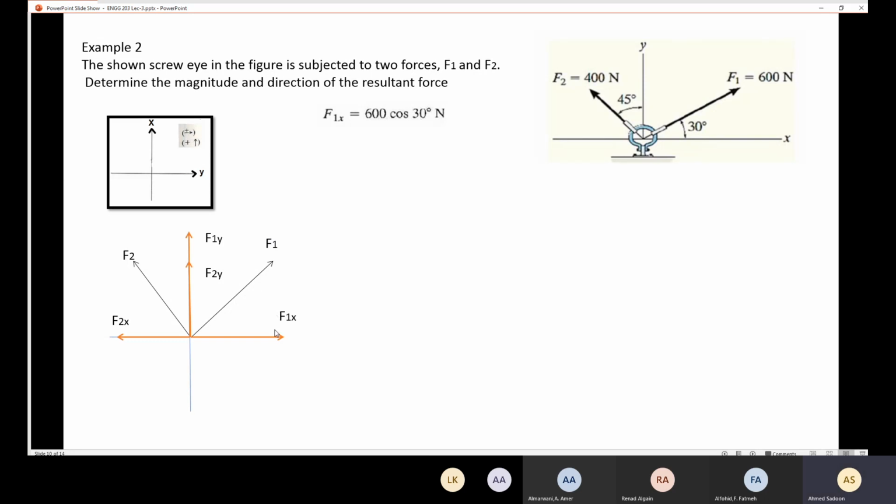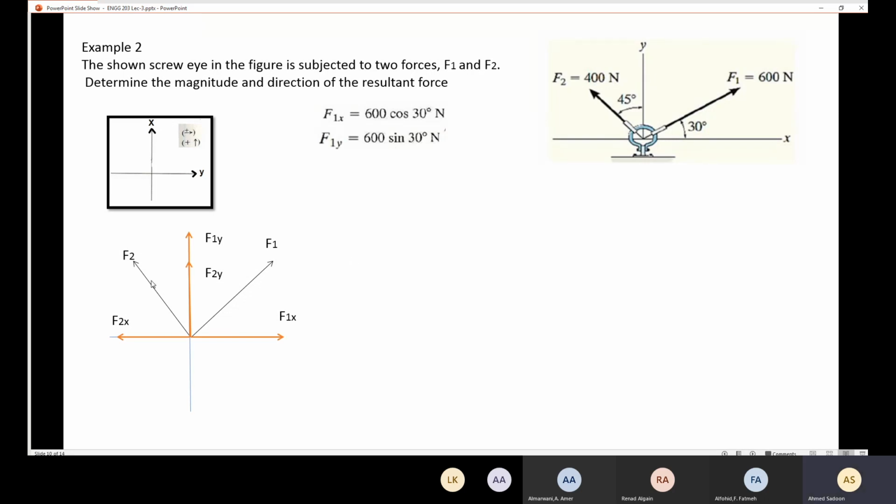So in F1, F1x is positive and this one is positive. And he gave us the angle here. Since the angle is located here, then the component into x is going to be multiplied by cosine. So F1x equals 600 cosine 30 degrees. Regarding F1y, this one also is going to be positive, but it's going to be 600 multiplied by sine 30. This one is cosine and this one is sine.